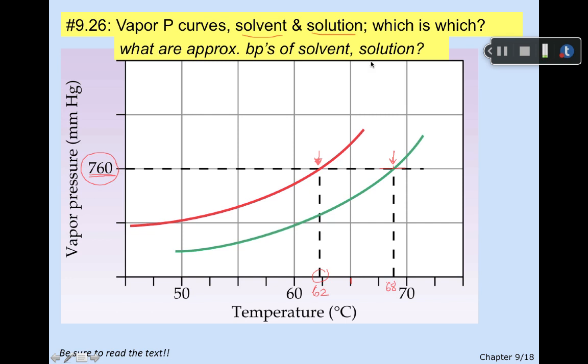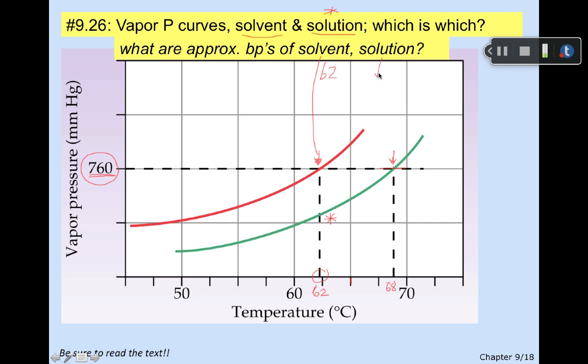Recalling what was described on the previous slide, the vapor pressure is going to be reduced at a particular temperature for a solution. And so if you compare these two lines, the solution must be the green line because it has a lower vapor pressure at any particular temperature due to the presence of solute molecules. So the approximate boiling point of the solvent is the red line, where the red line crosses the 760. So that would be approximately 62, just an estimate here.